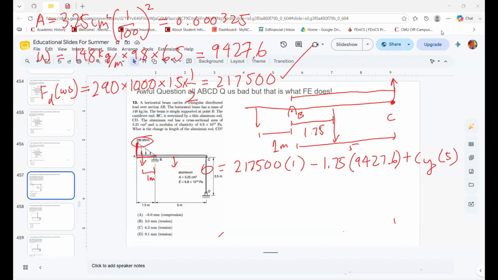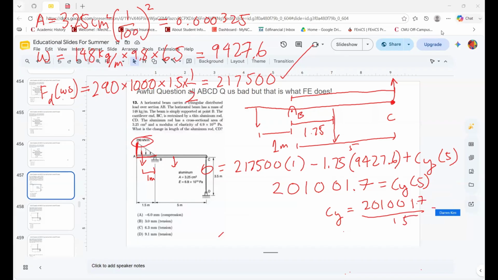Okay, so let me go 217,500 minus 1.75 multiplied by 9427.6. I get 201,001.7 equals CY times 5. So CY equals this divided by 5. So 201,001.7 divided by 5 is about 402,000.34 newtons. And this is not 15, this is 5, by the way, just to be clarified.